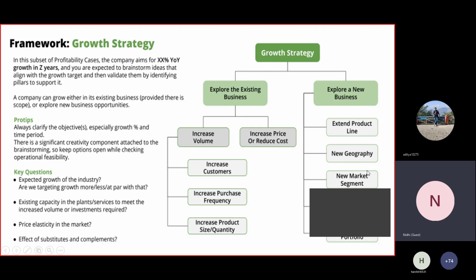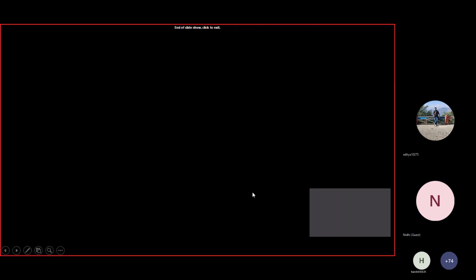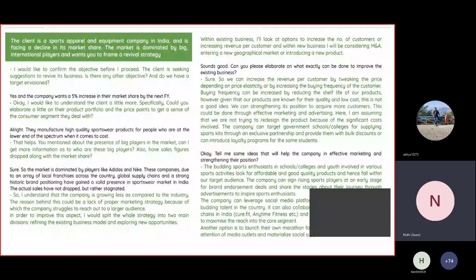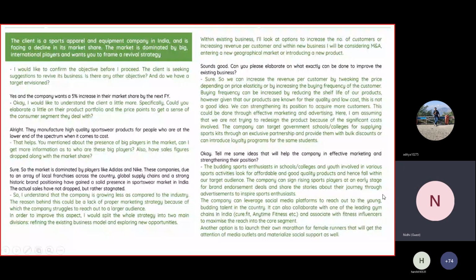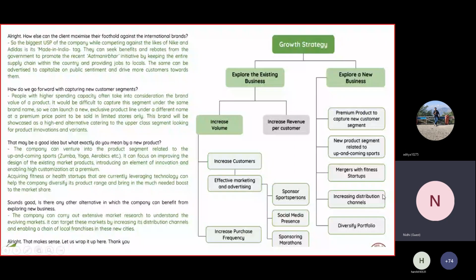So let's go to the case, okay? As I cannot see any answer in the chat box, let's go to the case directly. Okay. So do you guys want to read the case? And okay, let's come to this slide, where we have listed the entire structure. When we talk about growth strategy, I have mentioned there are two things, right? Exploring the existing, exploring a new.